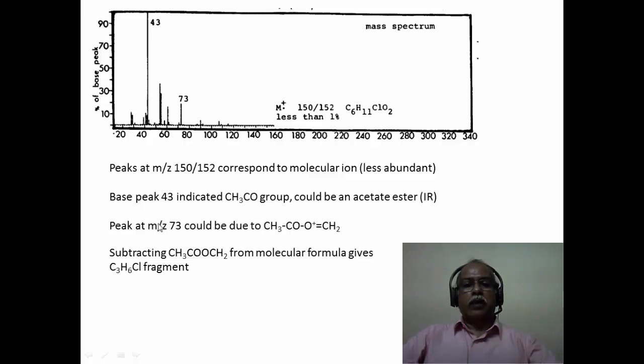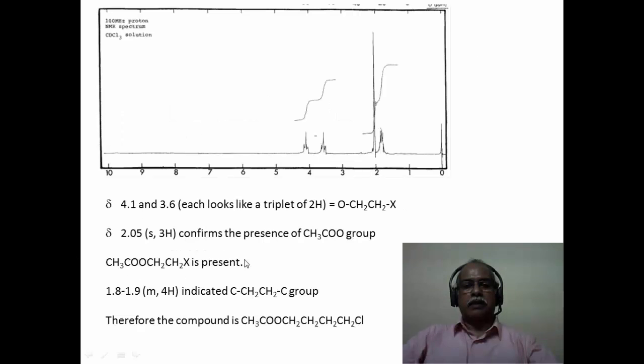The peak at 73 could be due to the presence of CH3COOCH2. In other words, this is an acetate ester containing a CH2 group in the alpha position of the oxygen of the ester. So if you subtract the CH3COOCH2 from the molecular formula, the remaining fragment gives you C3H6Cl. So we need to find out what this C3H6Cl is. Perhaps we can make use of the proton NMR spectroscopy data for the elucidation of the complete structure.